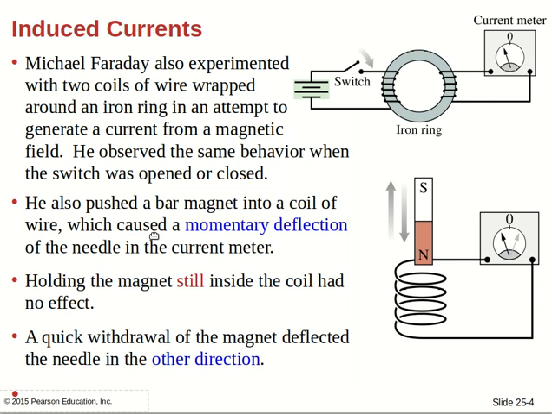He also found that when he wrapped the coils around a mutual iron ring, as you see in the upper right diagram, we see a battery and a switch and a coil on the left, and a coil and a current meter on the right. And he also noticed that when he opened or closed the switch in the left circuit, there was a temporary deflection of the needle in the right circuit, indicating a momentary current.